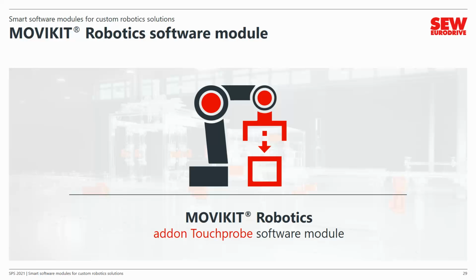Whereas the path events make events relative to the programmed path possible, the motion path itself can be influenced by external trigger signals using the MOVIKIT Robotics add-on Touchprobe software module. When palletizing, for example, automatic intelligent adaptation of the movements to the product and stack height is possible in this way.